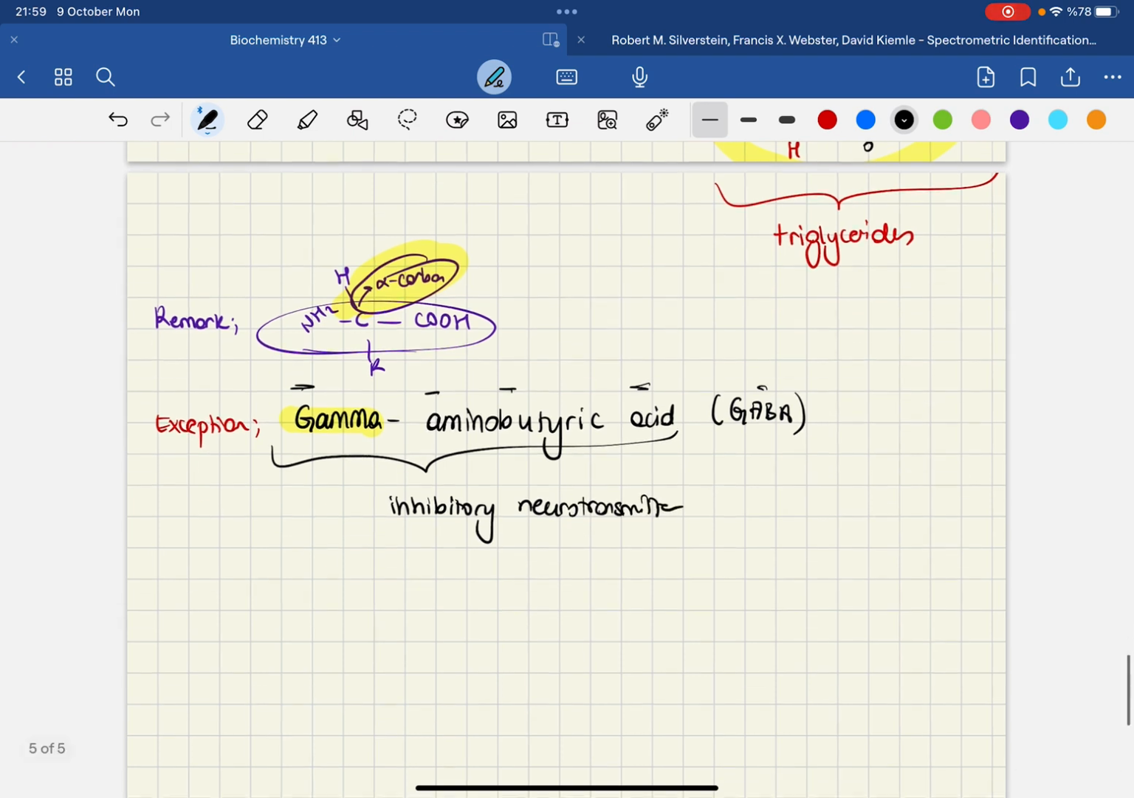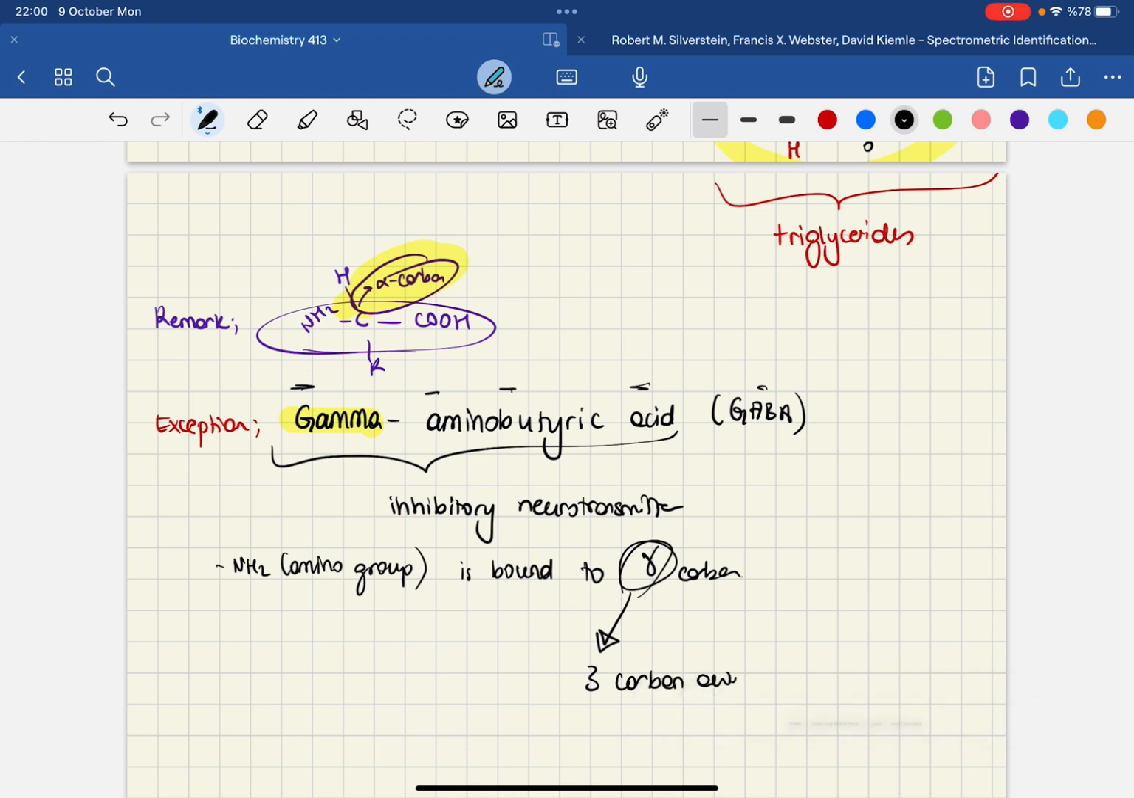And this one, the NH2, which is the amino group as we know, is bound to the gamma carbon. Alright, great. Three carbons away from the carbonyl one. What is gamma carbon? It is three carbons away from the carbonyl one. Let me write it over here. Three carbons away from carbonyl one.